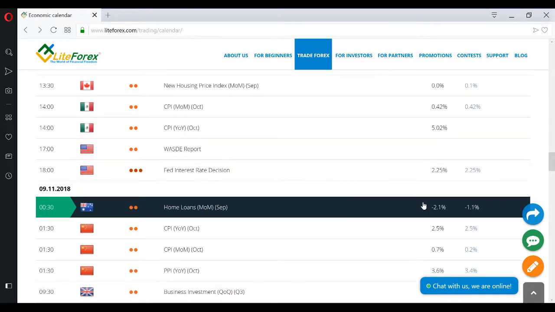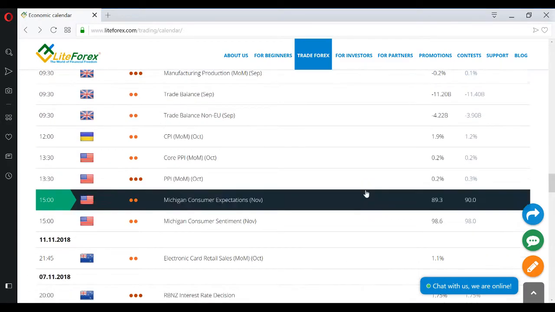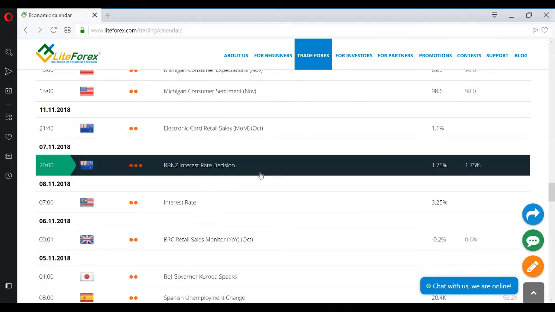And what else do we have here? Also on Thursday, there will be the meeting of the Reserve Bank of New Zealand, and the expectation is that this central bank will also leave its policy unchanged, with the interest rate at 1.75. So not a big deal, not a big change here.